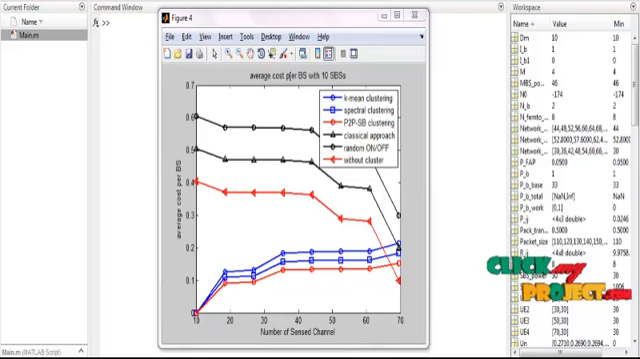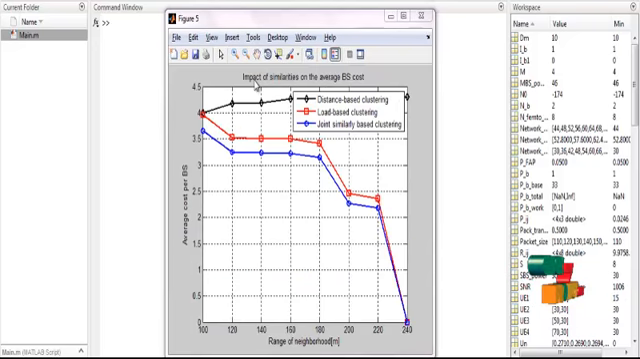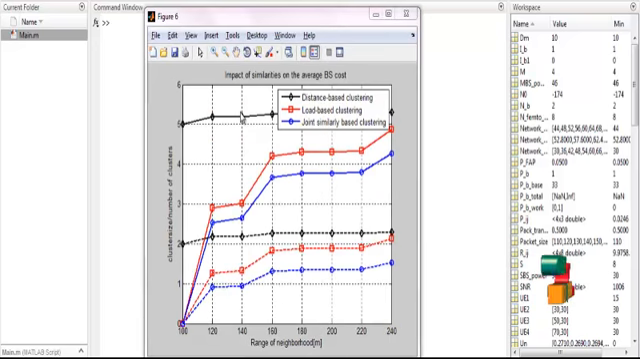Yeah, similarly in this figure, the impact of similarities on the average base station cost. We have distance based clustering, load based clustering, and joint similarity based clustering. These are the three types of clustering. The x-axis is the range of neighbor nodes, and the y-axis is the average cost per base station. Also the cluster size, the number of clusters, is defined by the impact of similarities on the average cost.